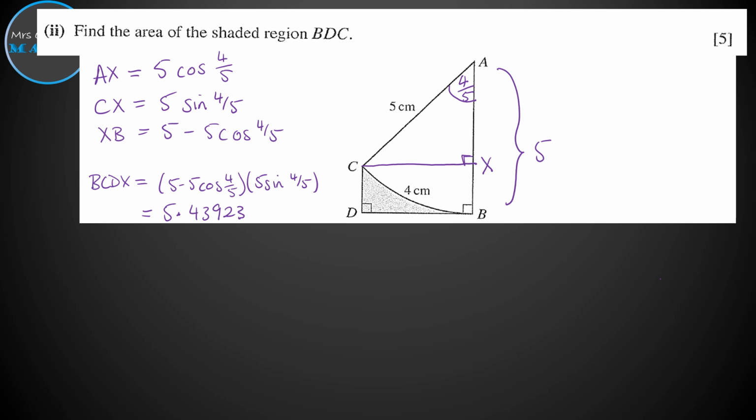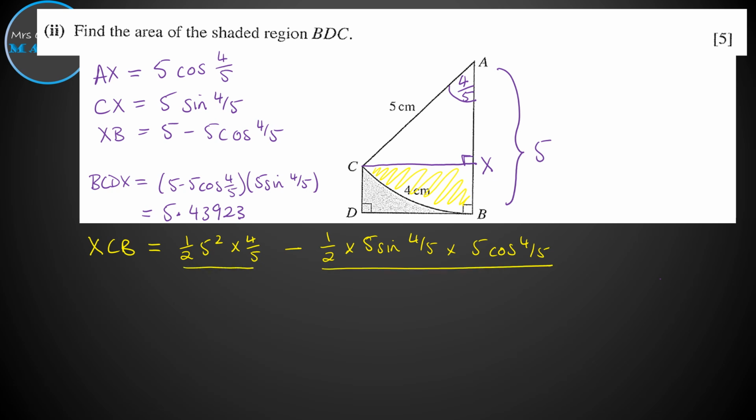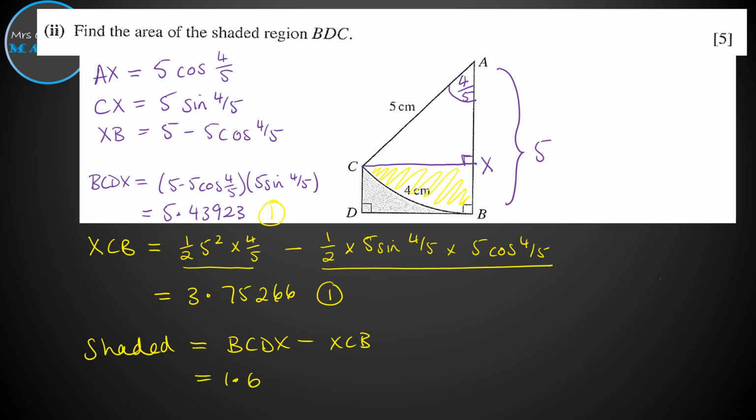Now, once we've got the rectangle, we want to work out this bit here and take it away. So that will be the area of the sector minus the area of the triangle, and that comes to 3.75266. So the shaded area will be this one here. So the rectangle minus that little segment that we worked out there. So BCDX, take away XCB, and that comes to 1.69 to 3 significant figures.